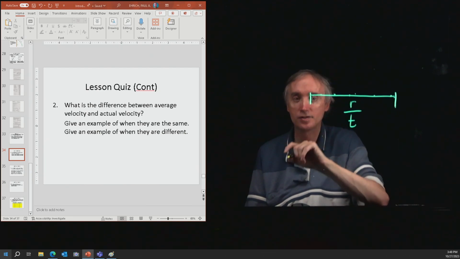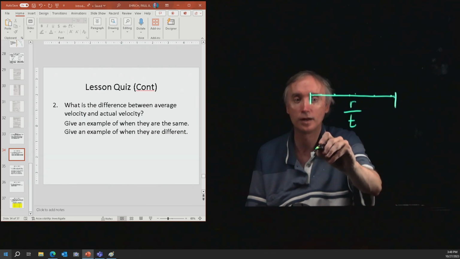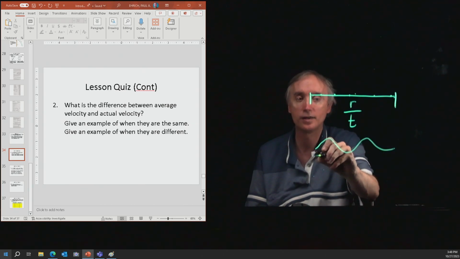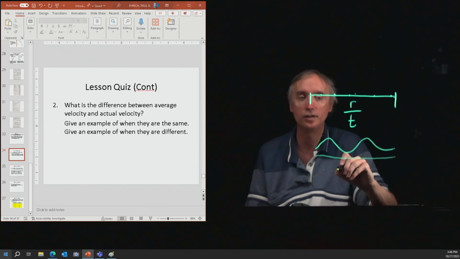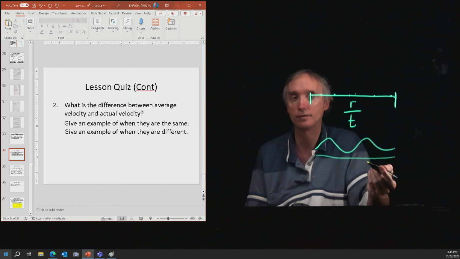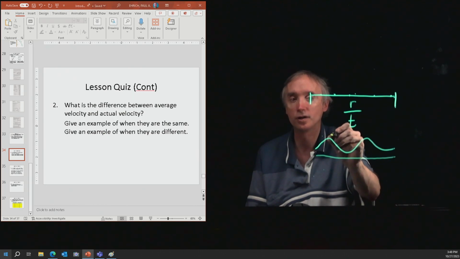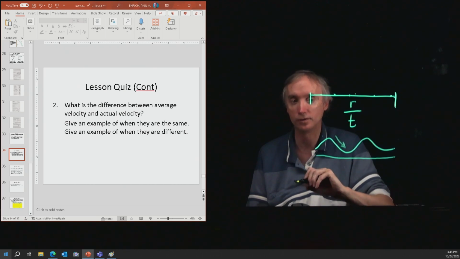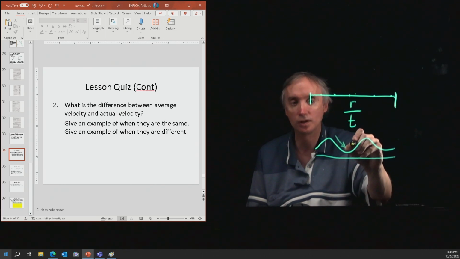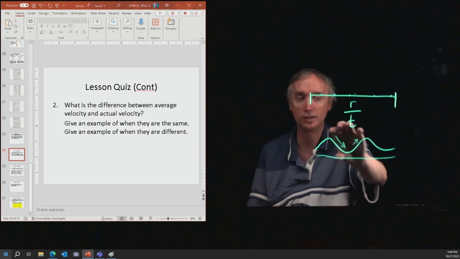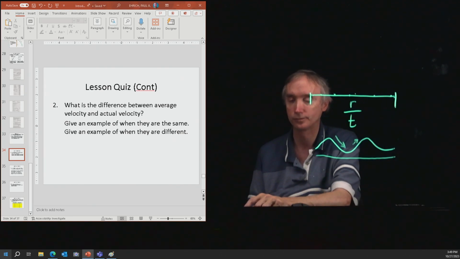But give an example when they're different. So we talked about going up and down hills, so that you have a certain distance over to here. It took a certain amount of time to get over here, so you have an average speed, but you're going to be going faster than that average speed when you're going down hills, and you're probably going to be going slower than that average speed when you're going up hills. But then it has an average speed over the entire trip.